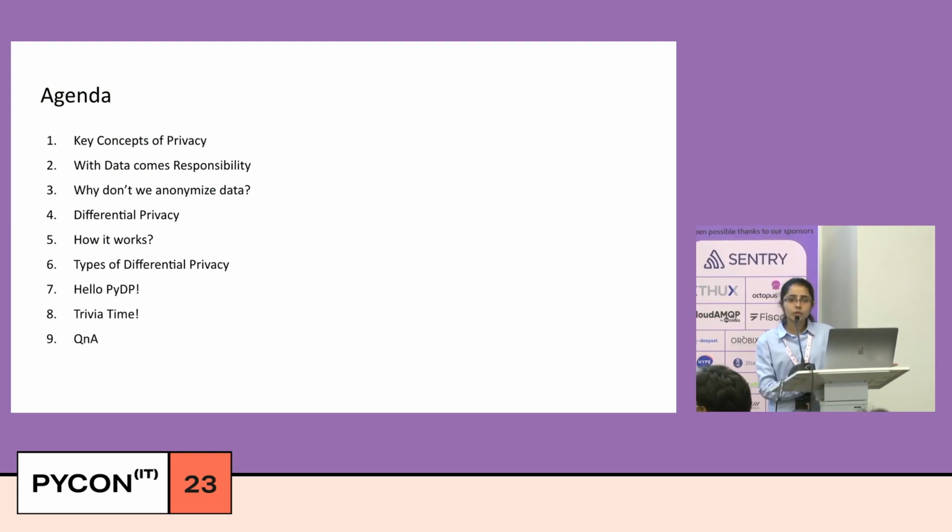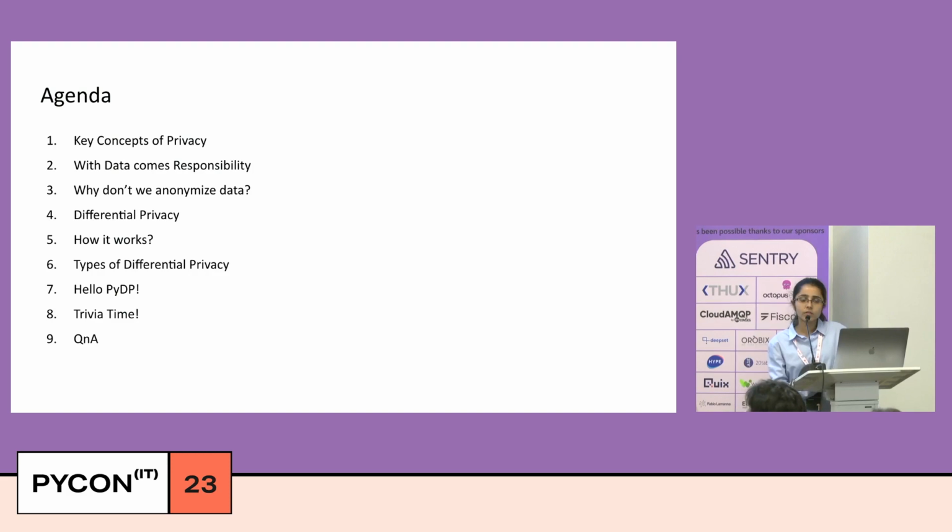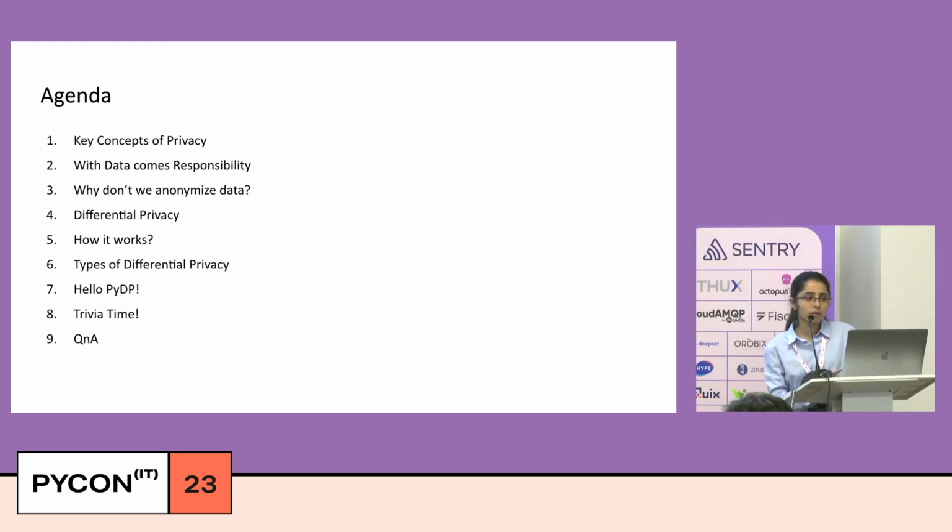Let's first quickly go over the agenda. First we will discuss a few concepts of privacy, the three key concepts, and their definitions. Then we will see the risks of handling customer data, and then why we don't simply anonymize data and what problems we can face if we just simply anonymize the data.